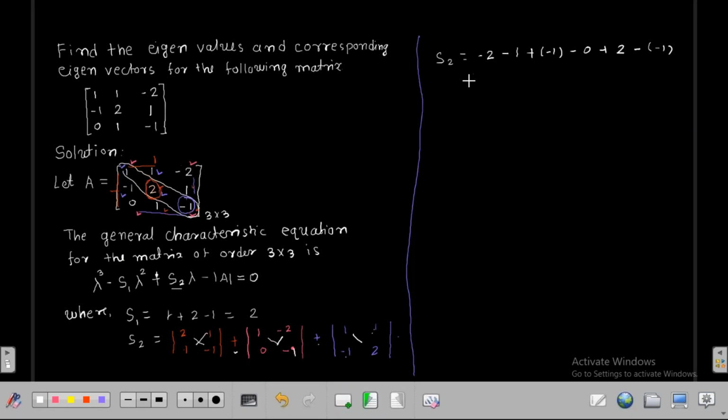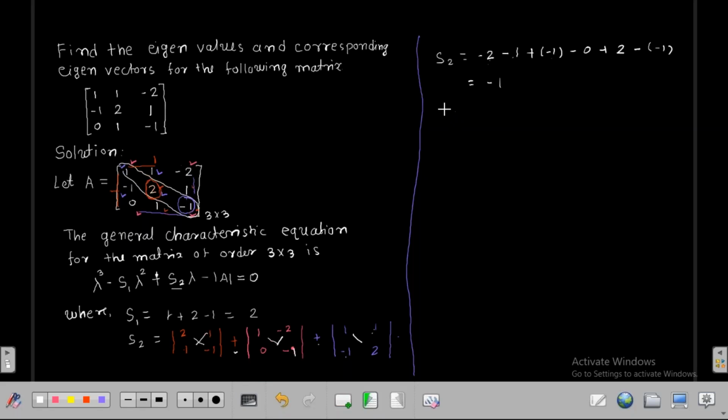Now simplify this. Minus 2 minus 1 is minus 3. Minus 3 minus 1 is minus 4. Minus 4 plus 2 is minus 2. Minus 2 and this minus minus plus 1 is minus 1. So we get minus 1. Again: minus 2 minus 1 is minus 3, minus 3 minus 1 is minus 4, minus 4 plus 4 is minus 2, and this plus 1 is minus 1. So we get S2 equal to minus 1.